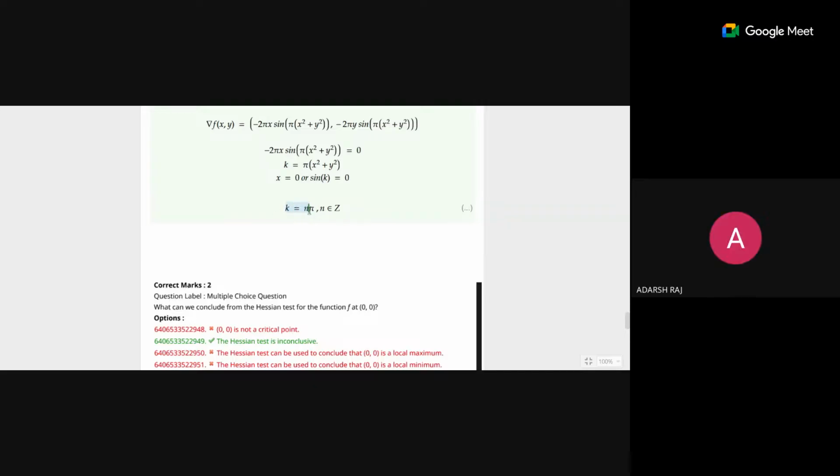Why are you getting k is equal to n pi? Yes, we have seen that sin k is equal to 0. So 0 is one of the answers, and n pi is the other answer. Here n belongs to any integer, which means we can take pi. Sine of pi is what? 0. Sine of pi is 0. Sine of 2 pi is also 0.